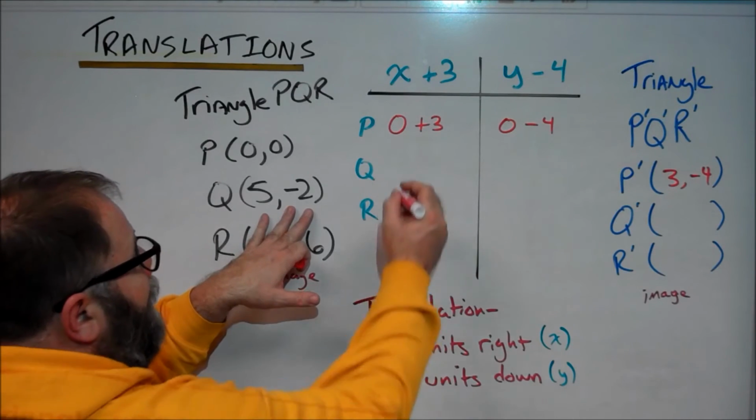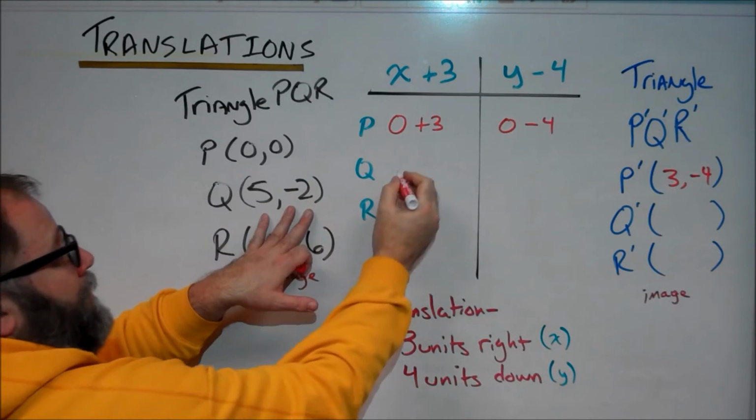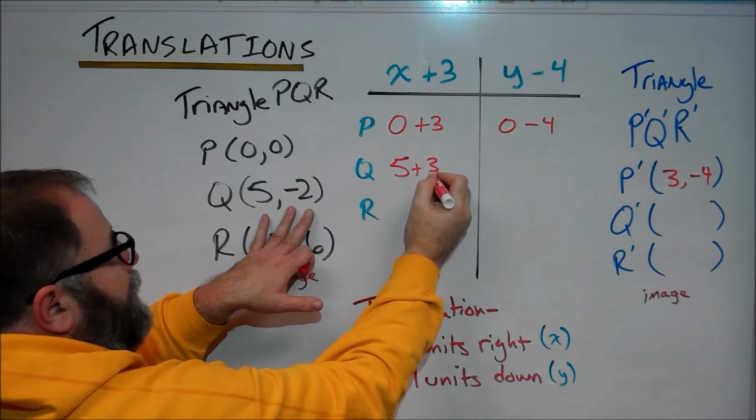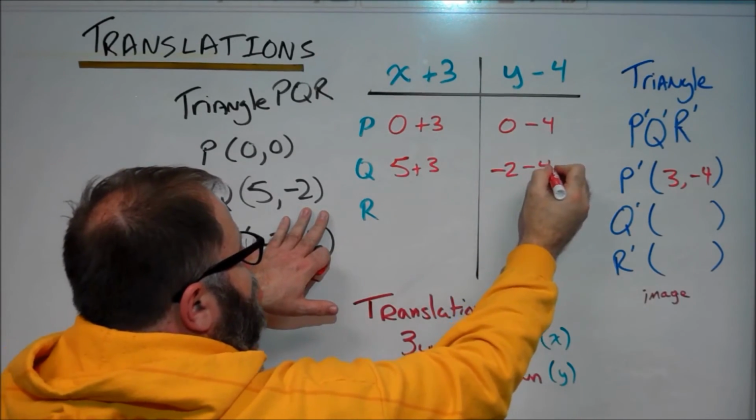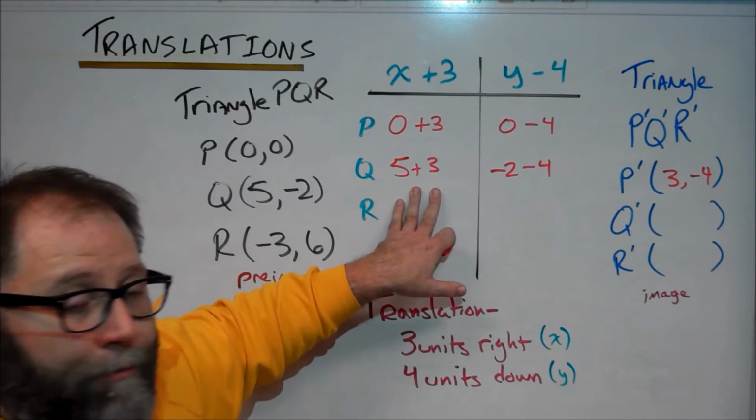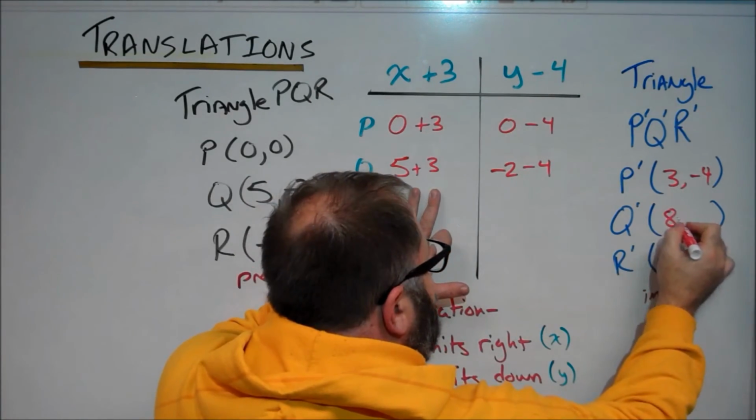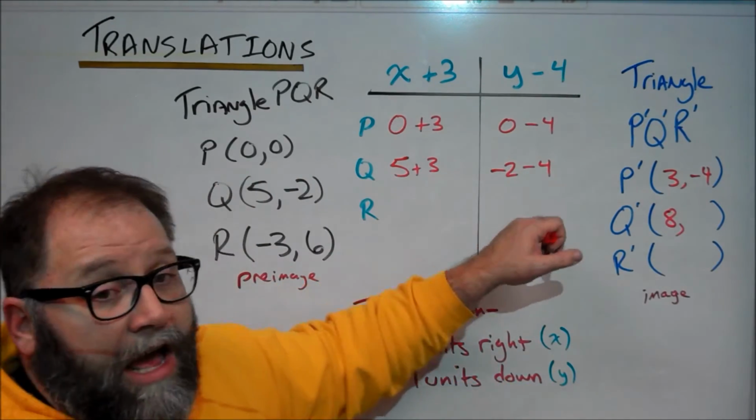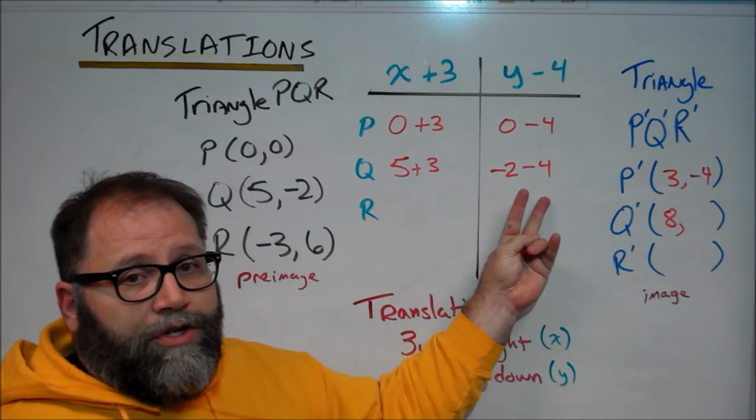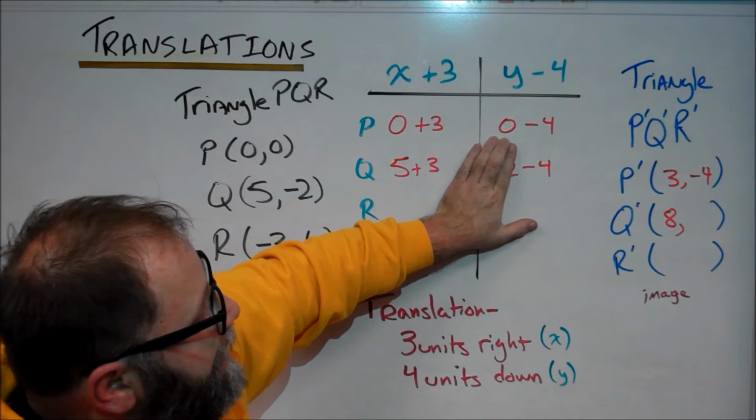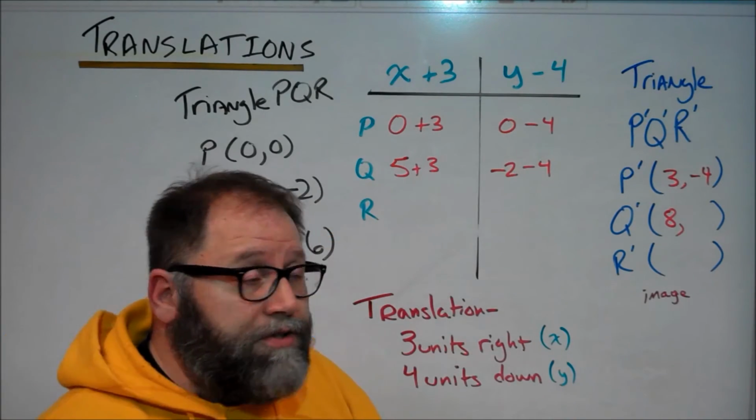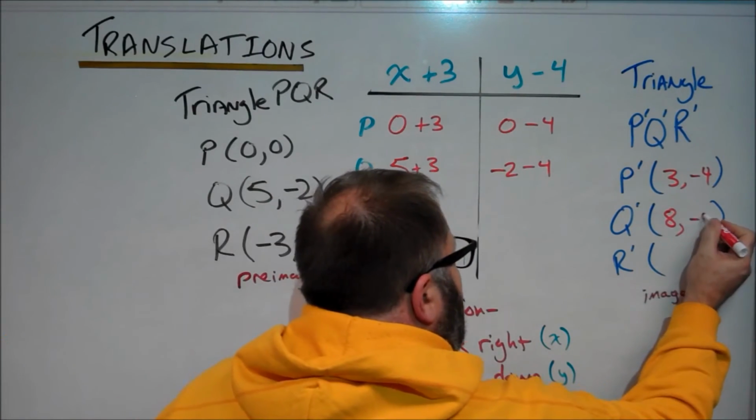Let's take Q now. I've got my x is 5, 5 plus 3. My y is negative 2, negative 2 minus 4. So I've got 5 plus 3, which is 8. Now, don't forget, we're just combining two values here. I've got a negative 2, and I've got a negative 4. And when we put those two together, we get a negative 6.